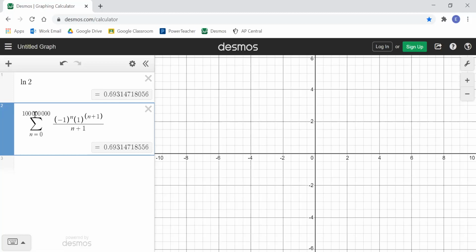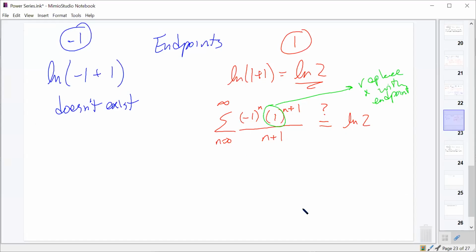100 million seems to be a difficult calculation for it. There it goes. So by the time we put in 100 million there, we are, whatever that is, a 10 millionth or so off, 5/10 millionths or so off from the original value. So I would argue that that looks like it's converging. True? Do you guys agree that that looks like it's converging to natural log of 2? Yes.